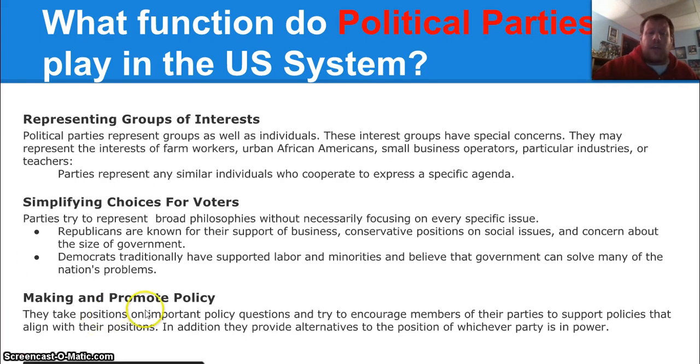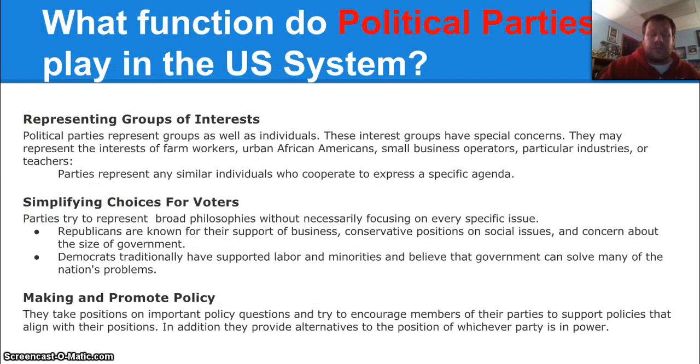It also kind of helps with making and promoting policy. A lot of times you'll try to get your group on one side for your policy position. So if I'm a Democrat, I kind of know I'm going to argue one side more or less, whatever the topic may be, whether it be gun rights or abortion or whatever. I'm probably going to fall one way. I'm going to encourage the other members of my party to vote with me because of our party affiliation and who we belong to.